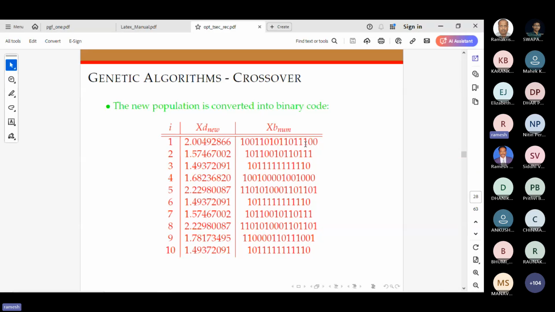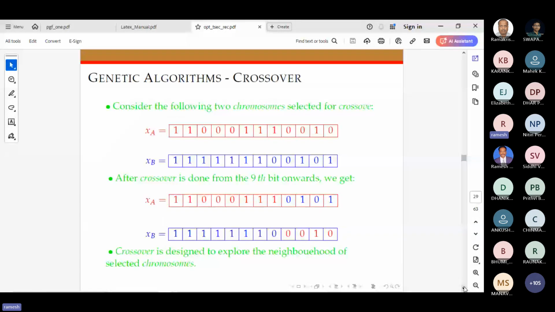Now, after converting all these, remember the higher fitness function values are repeated here. So we'll use the next operation, known as the crossover operation, to modify these population members. In crossover, for example, you have XA, one chromosome. This is an example chromosome I have taken here, 110000, 11, and so on. Now we have another chromosome, XB here, and so on.